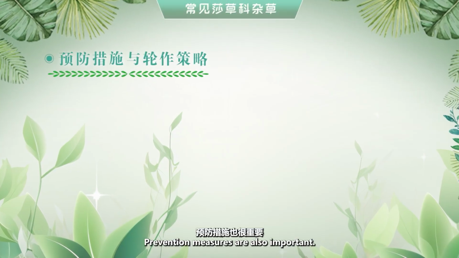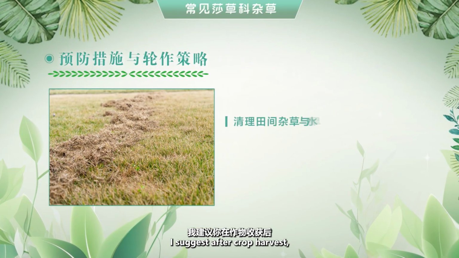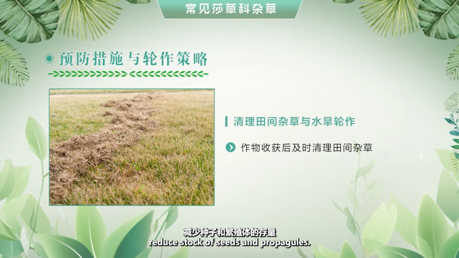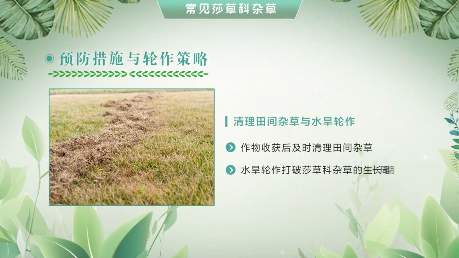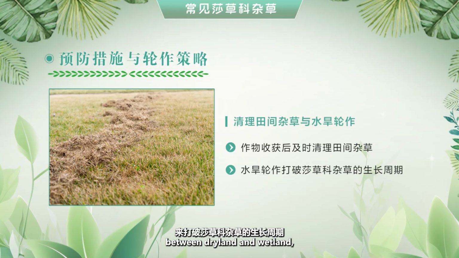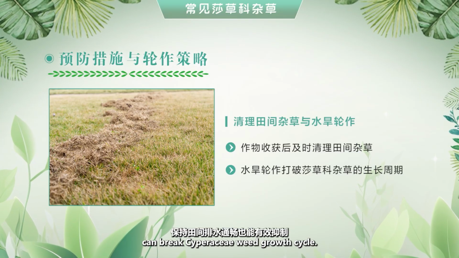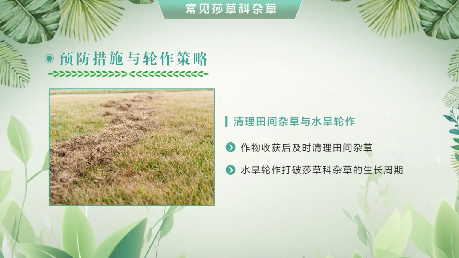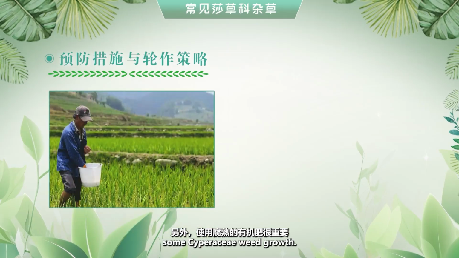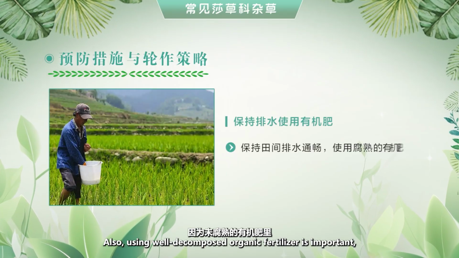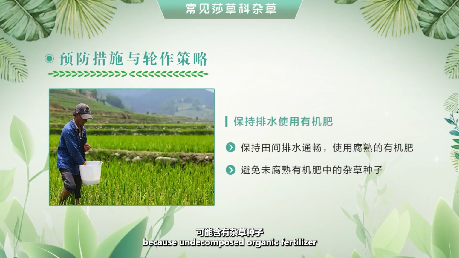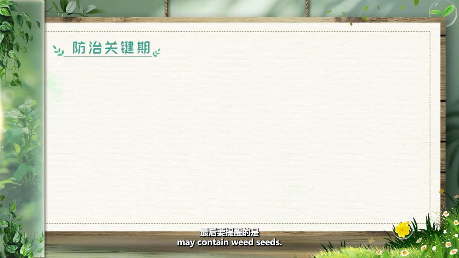Prevention measures are also important. I suggest after crop harvest, timely clear field weeds, reduce stock of seeds and propagules. For paddy fields, through crop rotation between dryland and wetland, can break Cyperaceae weed growth cycle. Maintaining good field drainage can also effectively inhibit some Cyperaceae weed growth. Also, using well-decomposed organic fertilizer is important, because undecomposed organic fertilizer may contain weed seeds.